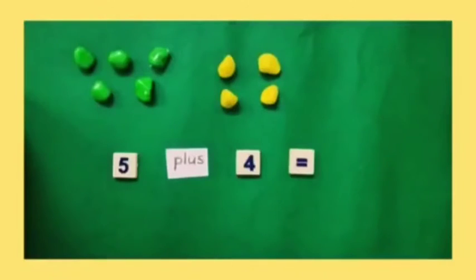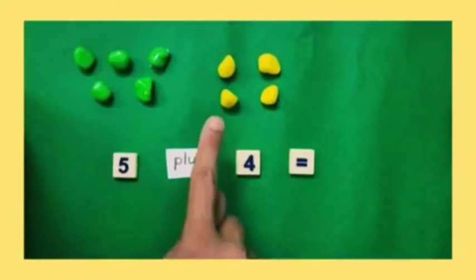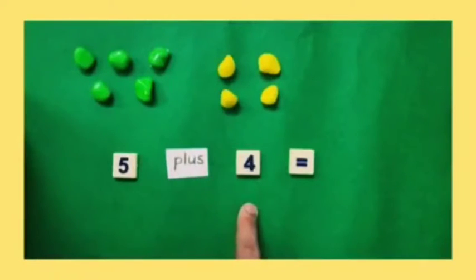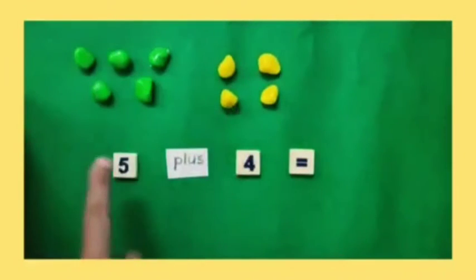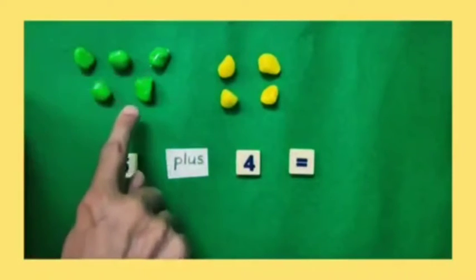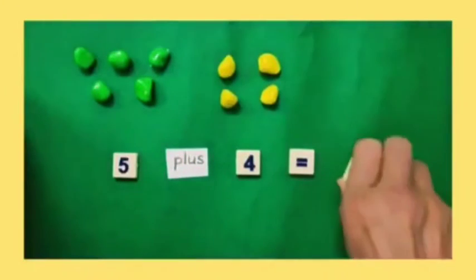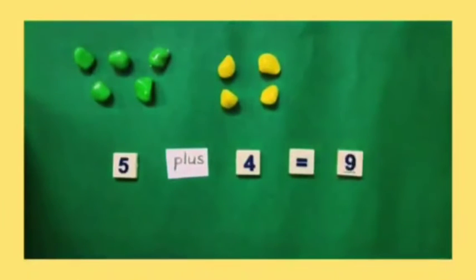Children, second example: there are 5 green stones and 4 yellow stones. Now tell me, how many stones are there altogether? So children, you have to put together all the stones and then count them. Like 1, 2, 3, 4, 5, 6, 7, 8, 9. Total 9 stones are there. Clear? So children, sometimes I'll give you the sign and sometimes the words will be there.